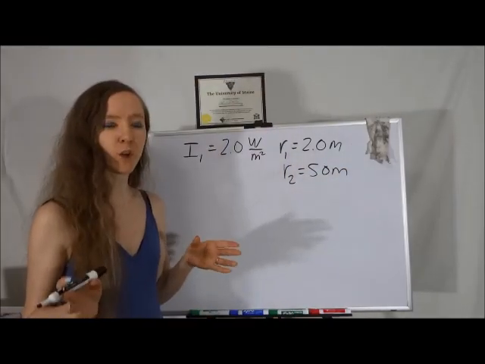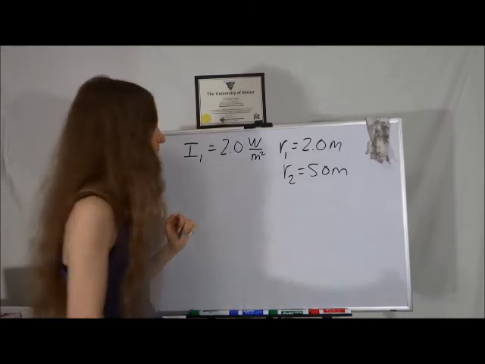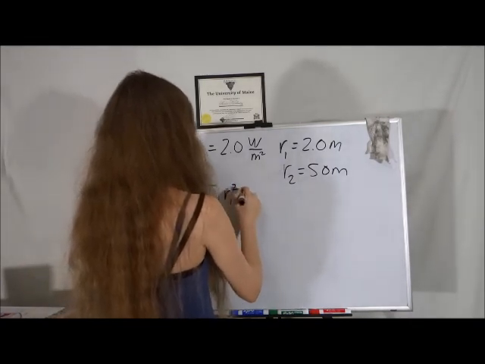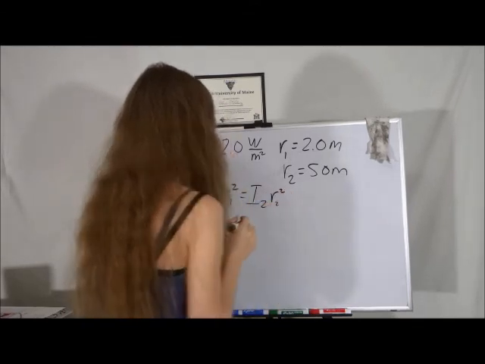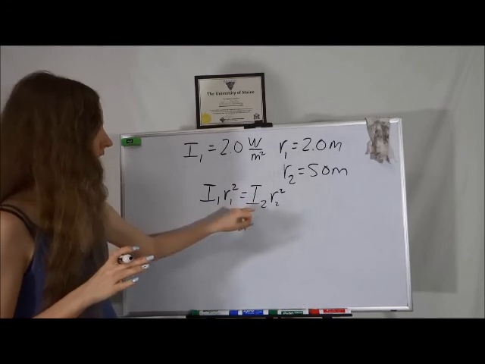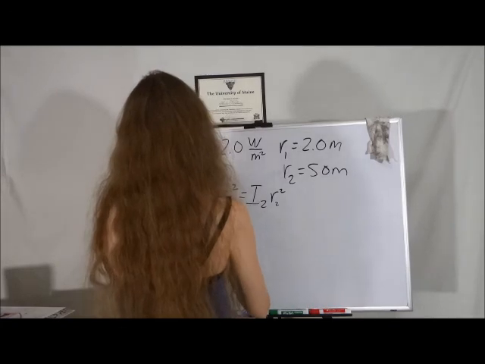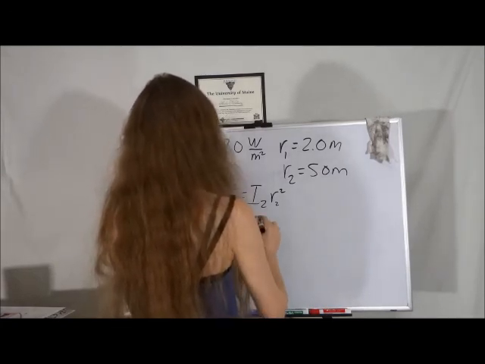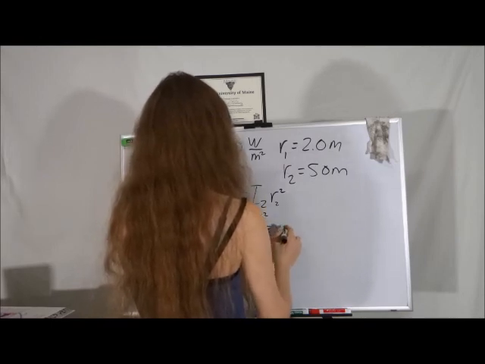To solve this question, we're going to go back to an equation that we derived in Wednesday's recitation. So we found that I1 R1 squared is equal to I2 R2 squared. And so part A of our question is asking us to find this I2. So I'm going to go ahead and divide both sides by R2 squared, and we're going to have that I2 is equal to I1 R1 squared over R2 squared.